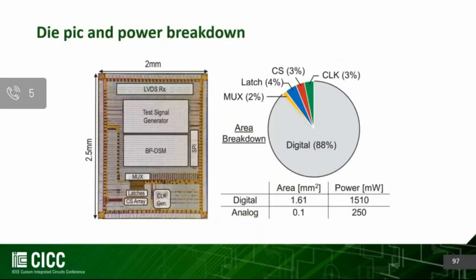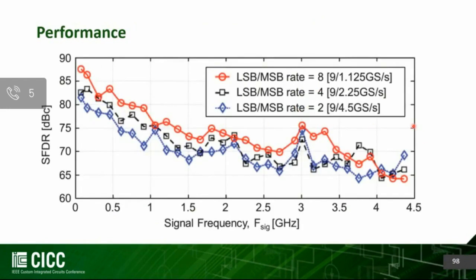Here is a die picture and the power consumption breakdown. Not surprisingly, since lots of this architecture is digital, that's where most of the power lies. However, this architecture naturally scales well with lithography. They use 65 nanometer because that's what they could gain access to. But think of this implemented in, say, 16 nanometer. And here is the performance plot. By playing trade-offs between the rate of each of the two segments, you can exploit the linearity of the delta sigma modulator more. Not surprisingly, the highest linearity corresponds to the highest rate for the LSB.